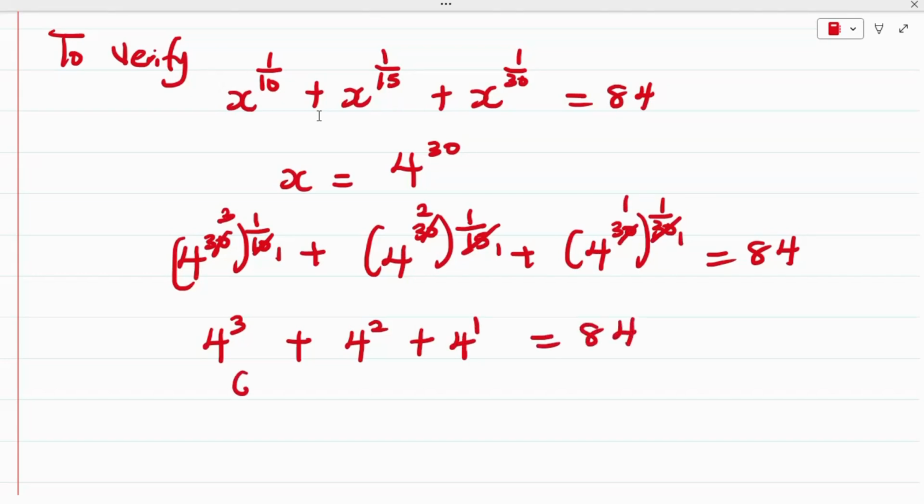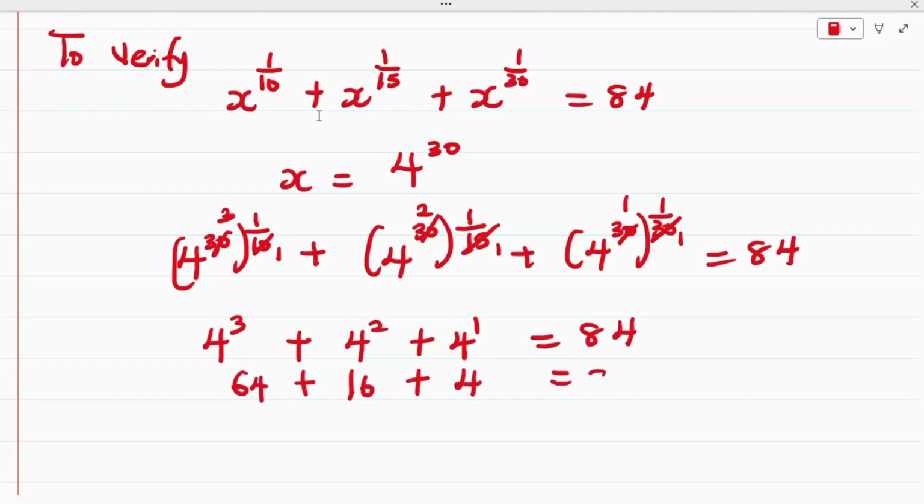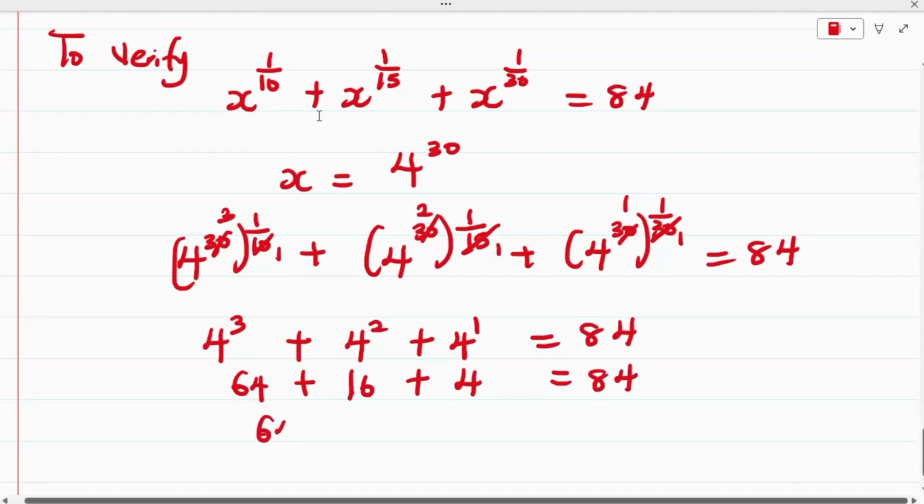4 raised to the power of 3 is 64, plus 4 raised to the power of 2 is 16, plus 4 raised to the power of 1 is 4, and this is equal to 84. So we have 64 plus 16 plus 4, which is 20 plus 64, will give us 84, which is equal to 84.